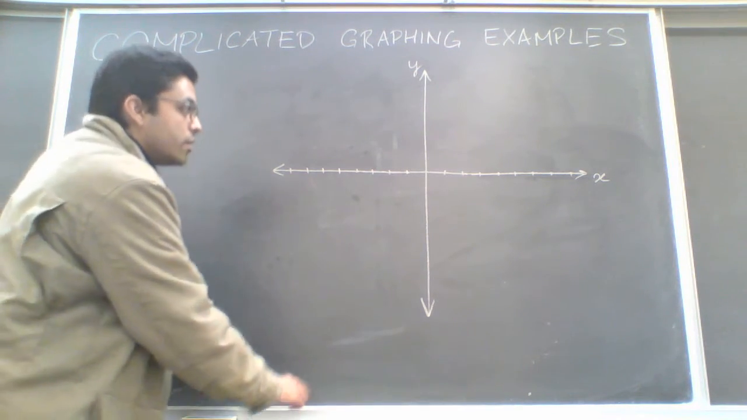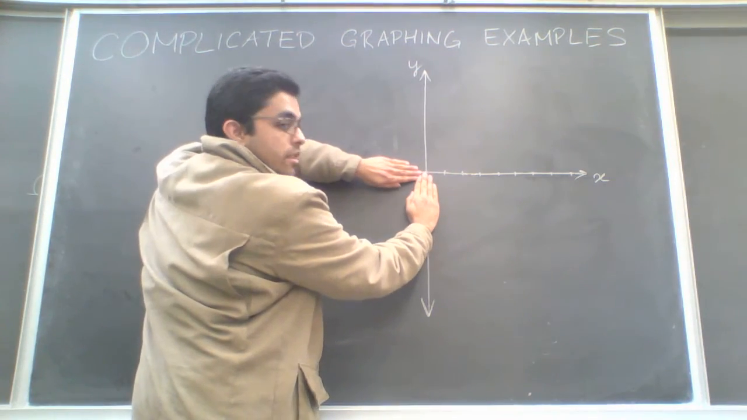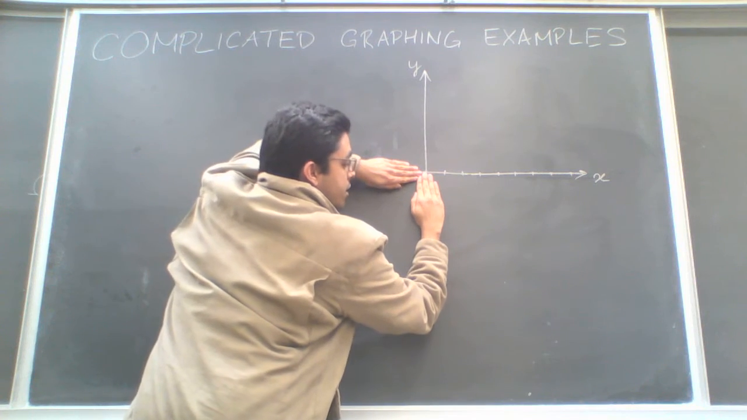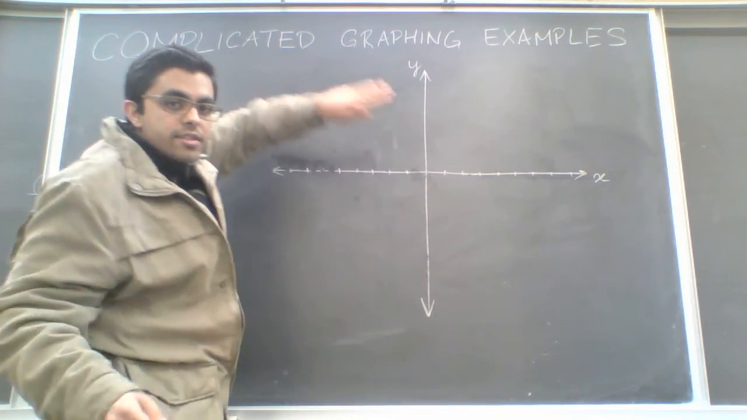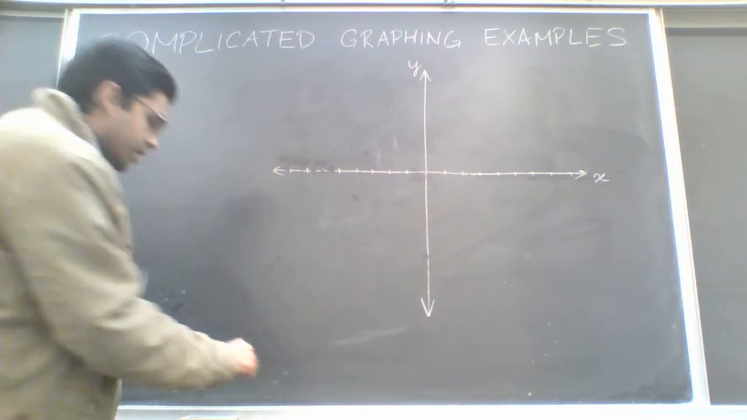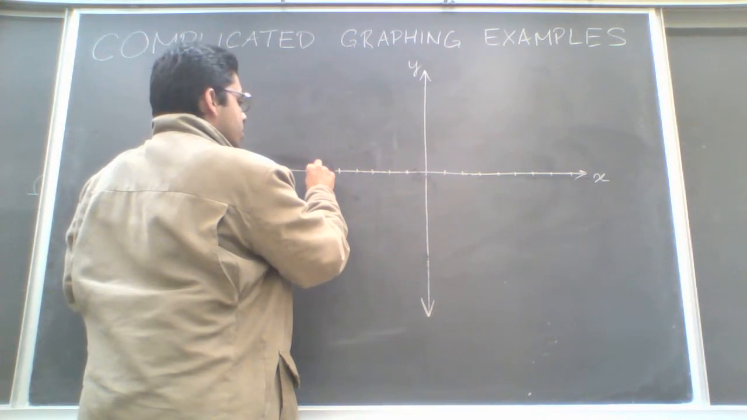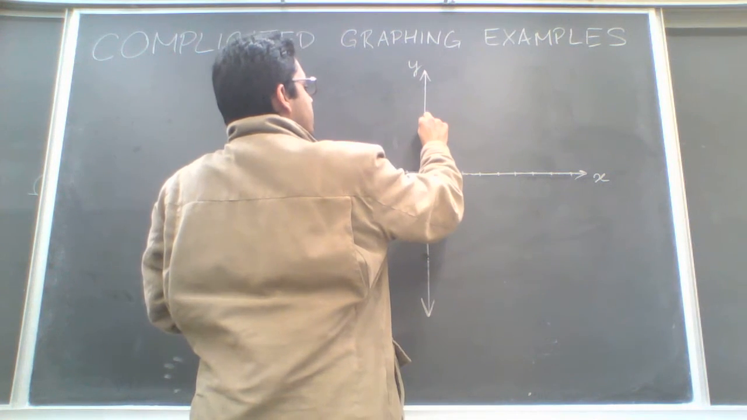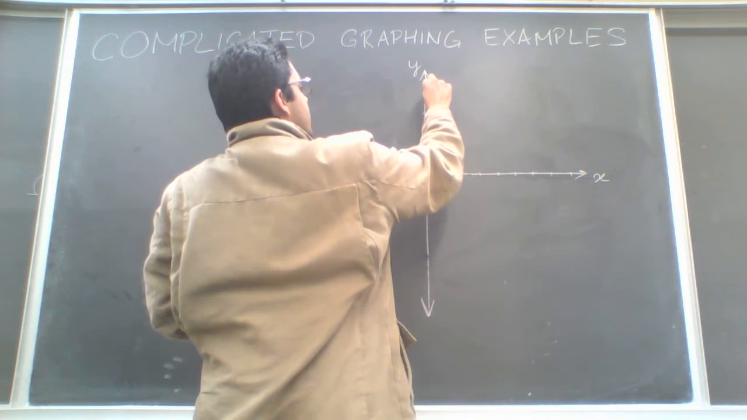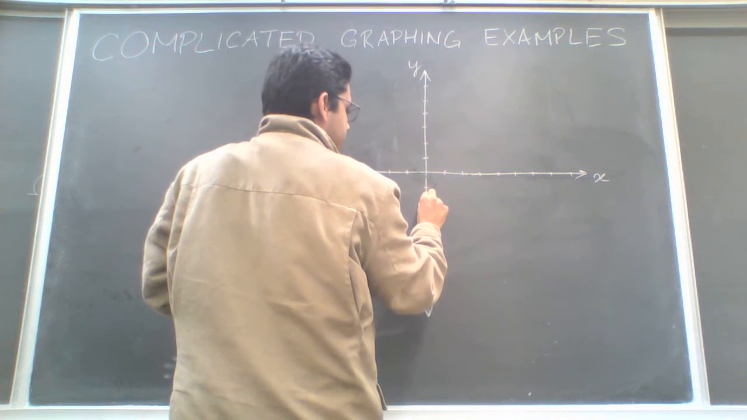So when we started, we only were dealing with this, right? We were only dealing with something like that. Then we added in negative values to the y-axis. Now we're adding in negative values to the x-axis. So we've got something like this, and we'll put some tick marks going that way, and some tick marks going that way.